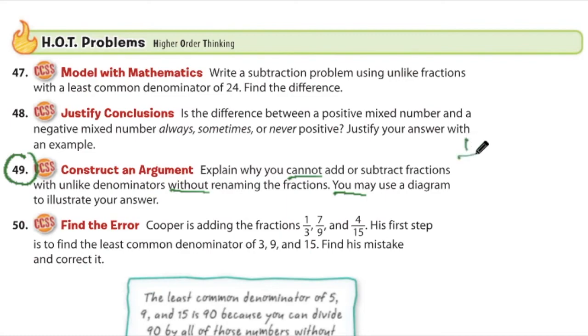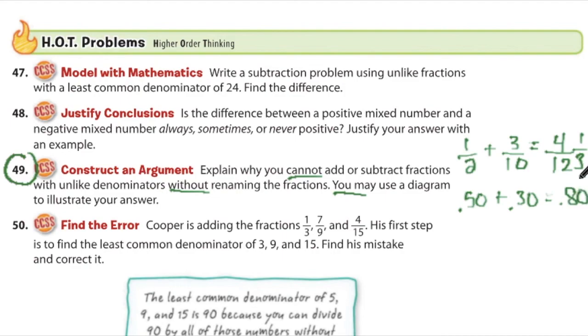So I have 1/2 plus 3/10, and if I ignored the common denominator rule, I would just add across saying 1 plus 3 is 4, and 2 plus 10 is 12, and 4/12 equals 1/3. But if I convert these to decimals, 1/2 of a dollar is 50 cents, and 3/10 of a dollar is 30 cents, and 50 cents plus 30 cents is 80 cents, and that's nowhere near 1/3.